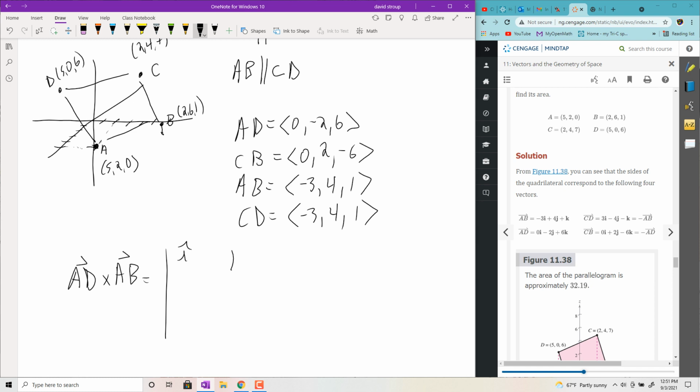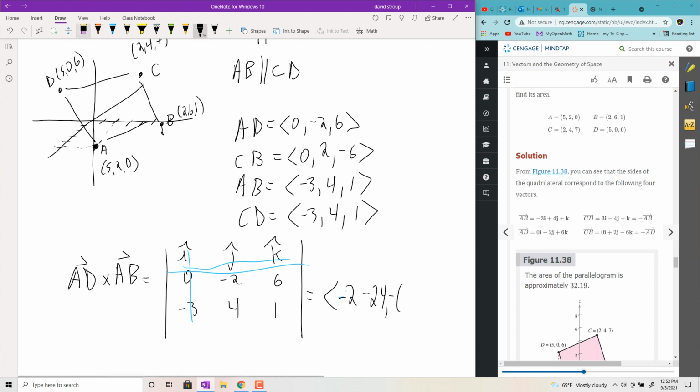And let's do that, with i, j, k. A little more practice doing cross products. AD is 0, negative 2, 6. AB is negative 3, 4, 1. Okay, so the first one: negative 2 times 1 is negative 2, minus 6 times 4 is 24. This component's always negative. Zero times 1 is 0. 6 times negative 3 is negative 18. It's minus negative 18. So it's really easy to make arithmetic mistakes when you're finding this cross product.